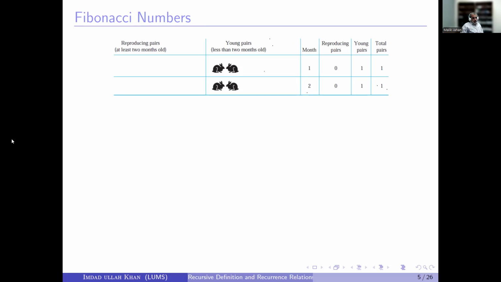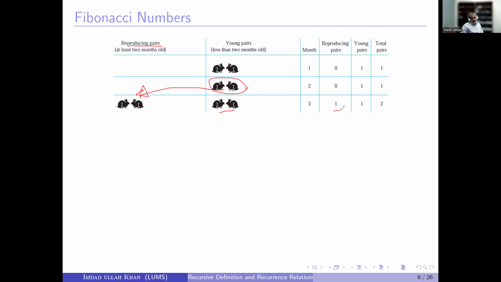So let me try to put another row into it. When we get into the third month, the previous pair, which we had over here for the first 2 months, is now older than 2 months, and it reproduces. So this pair actually gets over here. This is now part of the group which is reproducing pairs or older rabbits, and it reproduces a new pair.